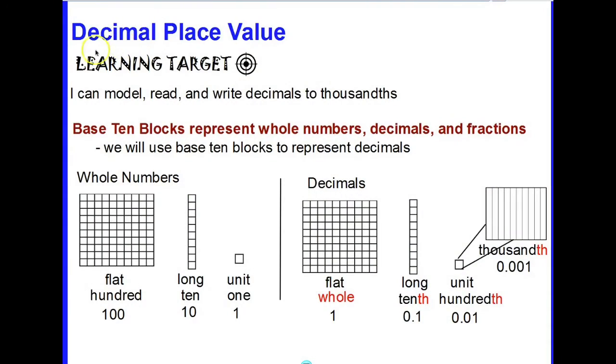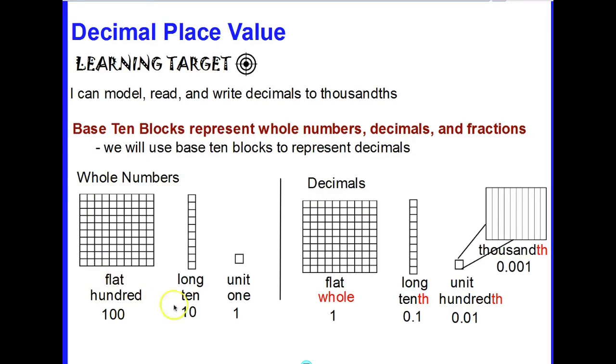Hi kids, today we're going to learn about decimal place value. We are going to model, read, and write decimals to the thousandths place. We need to go back and look at our base 10 blocks and review what we use them for. In the past, we've used them for whole numbers, but the base 10 blocks can also represent decimals and fractions. We're going to focus our attention on representing decimals when we're using the base 10 blocks.